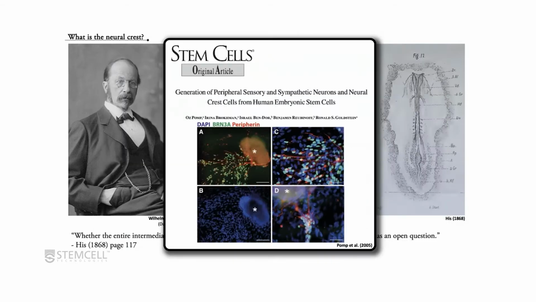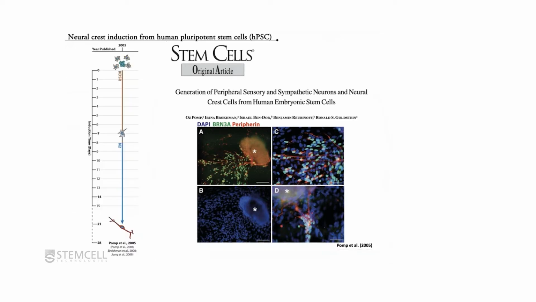So speaking of human pluripotent stem cells, it was actually just a year before that publication that the first article describing the differentiation of human embryonic stem cells into neural crest-like cells and sensory neurons was published by Pomp and Goldstein. So here you can see that the neurons they generated were positive for the sensory neural marker BRN3A, as well as peripherin, a marker which is restricted to the peripheral nervous system.